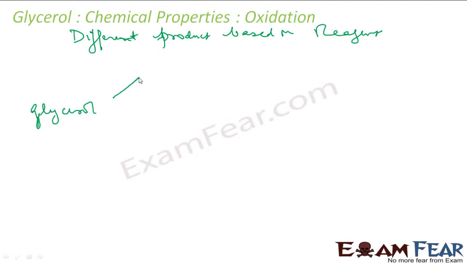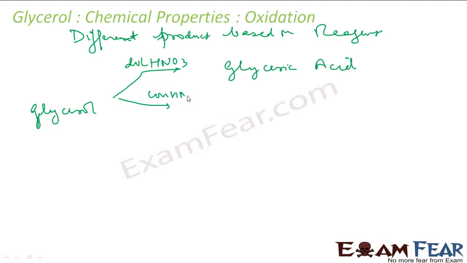Correct. So if I take dilute nitric acid, HNO3, what I get is glyceric acid. If I take concentrated nitric acid, which is strong, I get glyceric acid, but with that, something extra, that is tartaric acid.